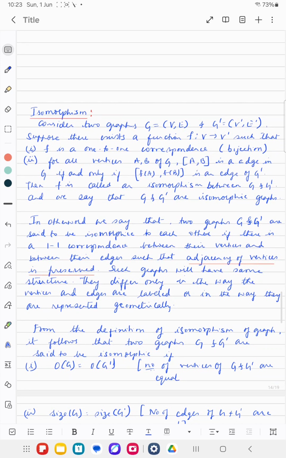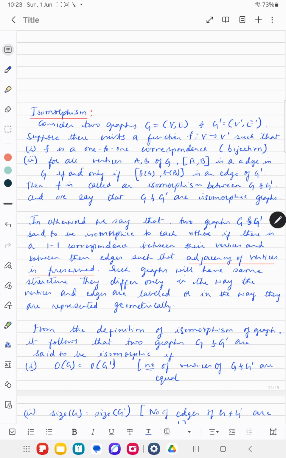Consider two graphs G and G dash with vertex set V and edge set E, vertex set V dash and edge set E dash respectively. Suppose there exists a function f from the vertex sets of graph G to G dash, that is V to V dash, such that the function f is a one-to-one correspondence, or a bijection.